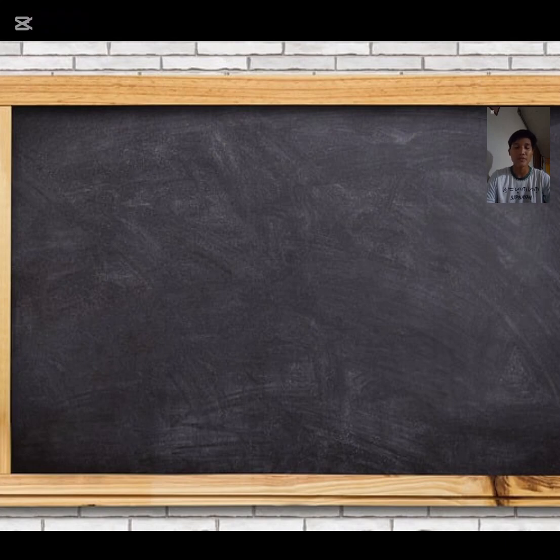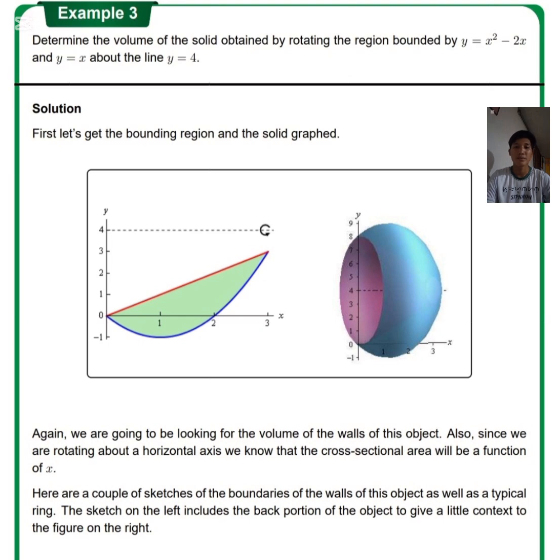So, determine the volume of the solid obtained by rotating the region bounded by y equals x squared minus 2x and y equals x about the line y equals 4. Solution. First, let's get the bounding region and the solid graph.